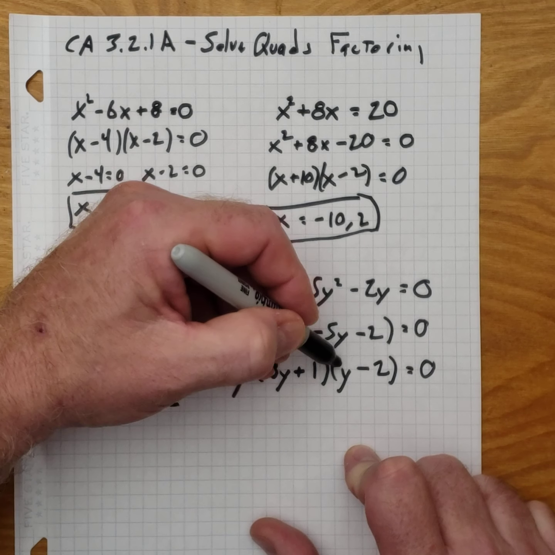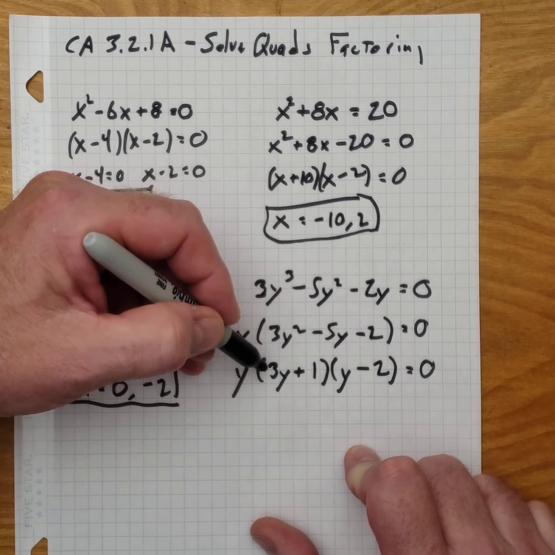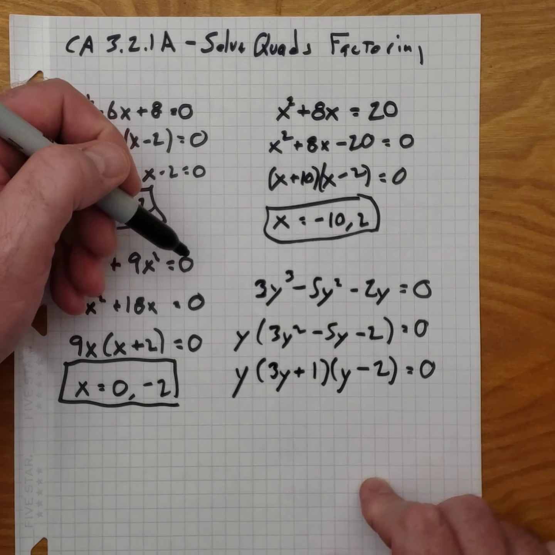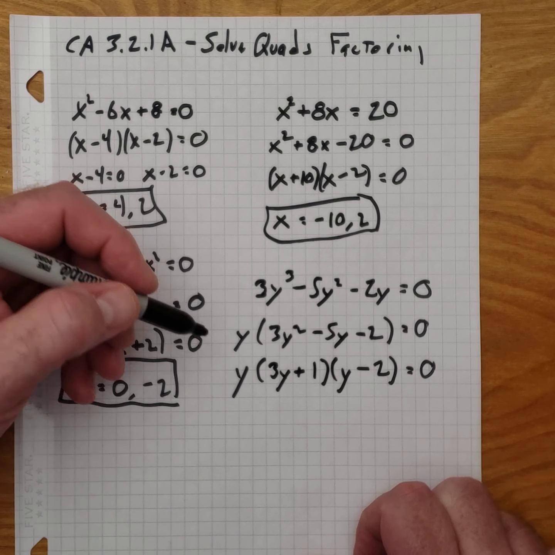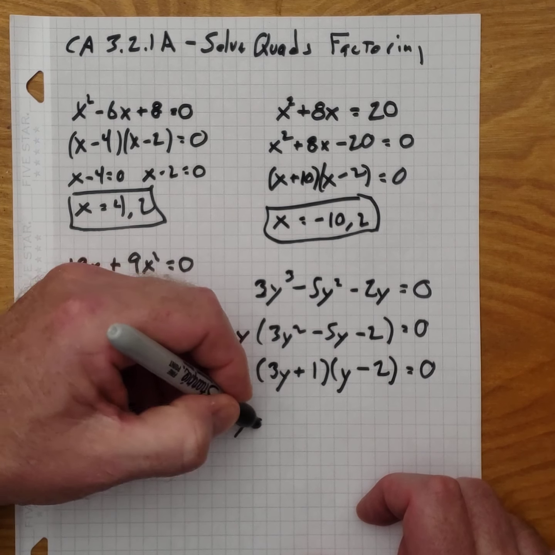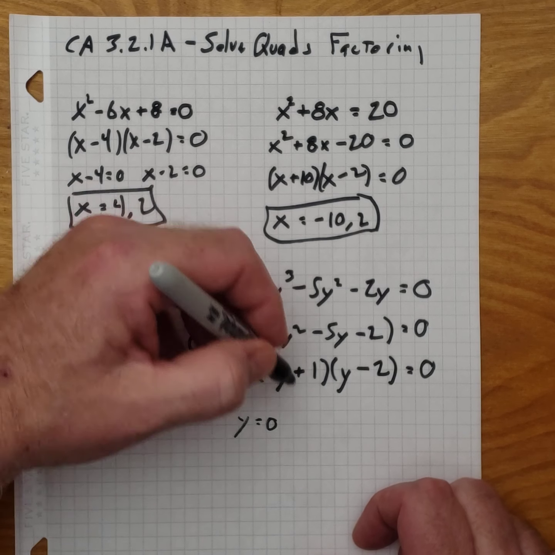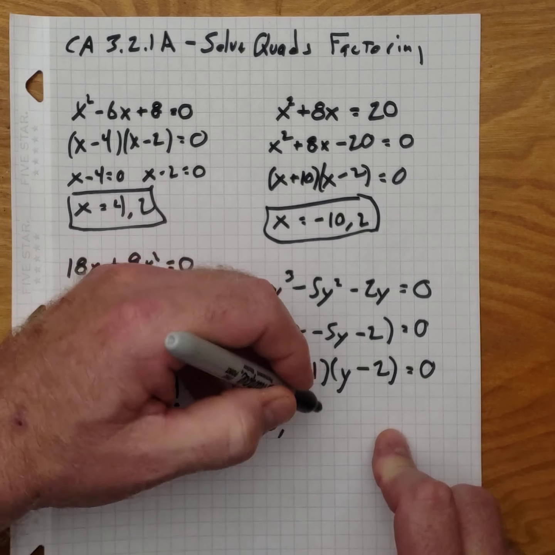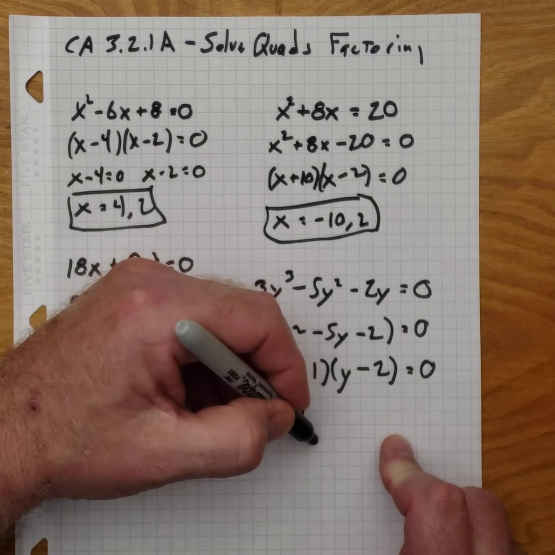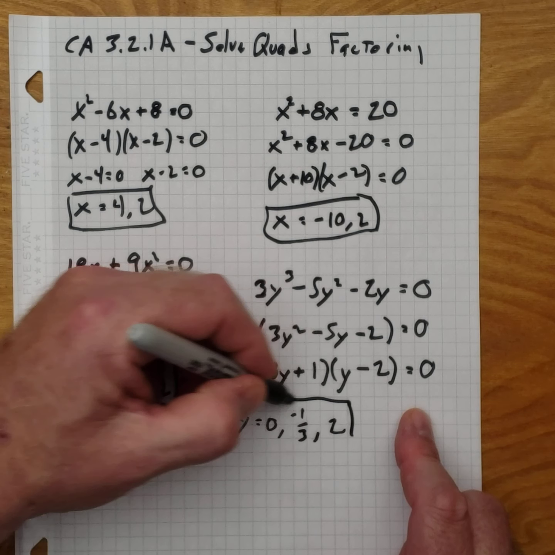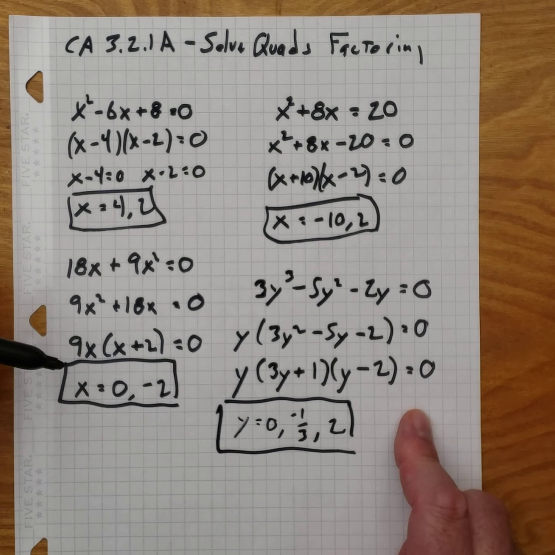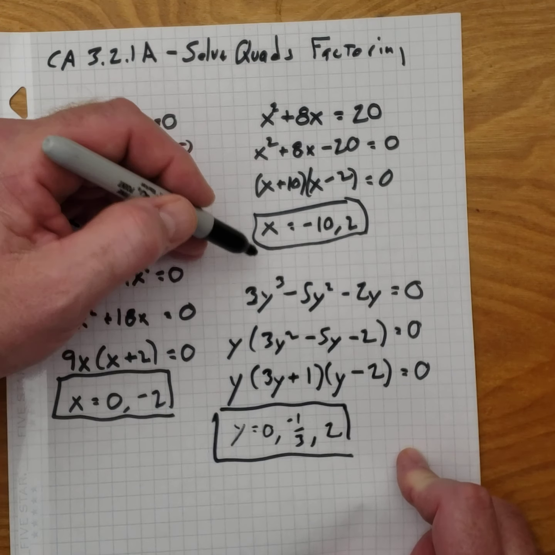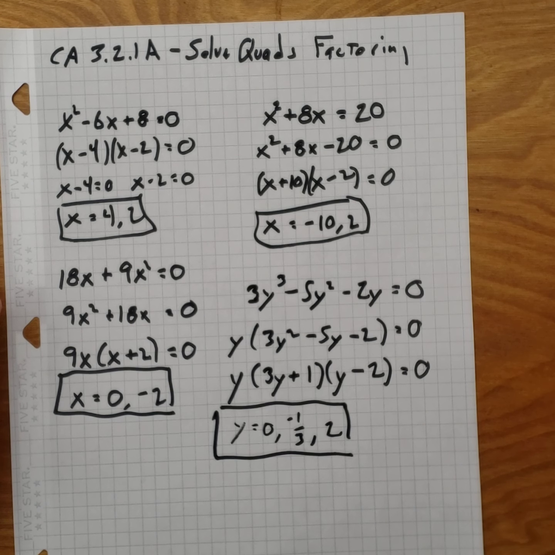So when we FOIL, we'll get 3y squared minus 6y plus 1y. That's where we get the negative 5y from, and then the negative 2. Right, and then we set each of the 3 of these equal to 0. We get y equals 0 from the first one. Y equals, what we get here, if we set 3y plus 1 equal to 0, we'd subtract 1 and then divide by 3, so we get negative 1/3. And we get a positive 2 out of the third one. Okay, that's easy. It's a cubic, so typically it will have 3 solutions, just like our quadratics typically have 2 solutions. That's part 1 of this objective.